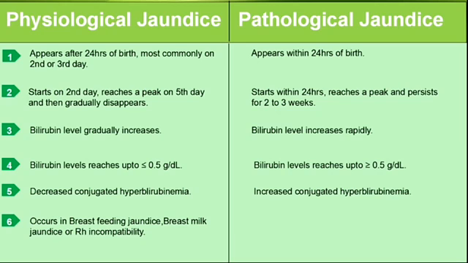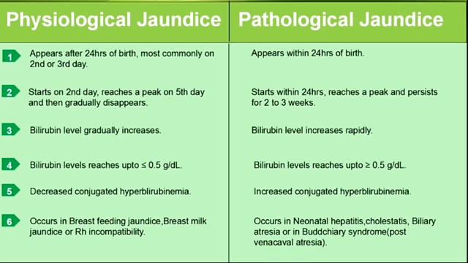Physiological jaundice occurs in the conditions known as breastfeeding jaundice, breast milk jaundice, or Rh incompatibility. Whereas pathological jaundice occurs in neonatal hepatitis, cholestasis, biliary atresia, or in Budd-Chiari syndrome, which is in which post-vena cava atresia occurs.